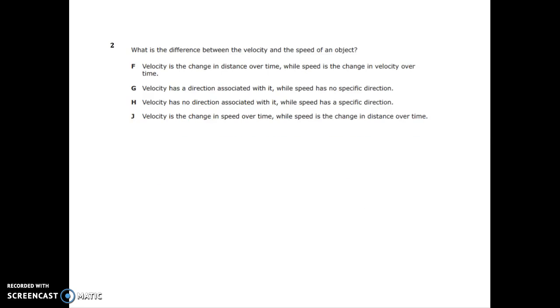Number 2 is a concept question. It's asking you what is the difference between the velocity and the speed of an object. They're looking at what is the velocity and what is the speed. What you need to know for this question is definitions. Your hint, look at the definitions we just took in your notes. That's really all you need for number 2. Just work with your partner to solve that one.